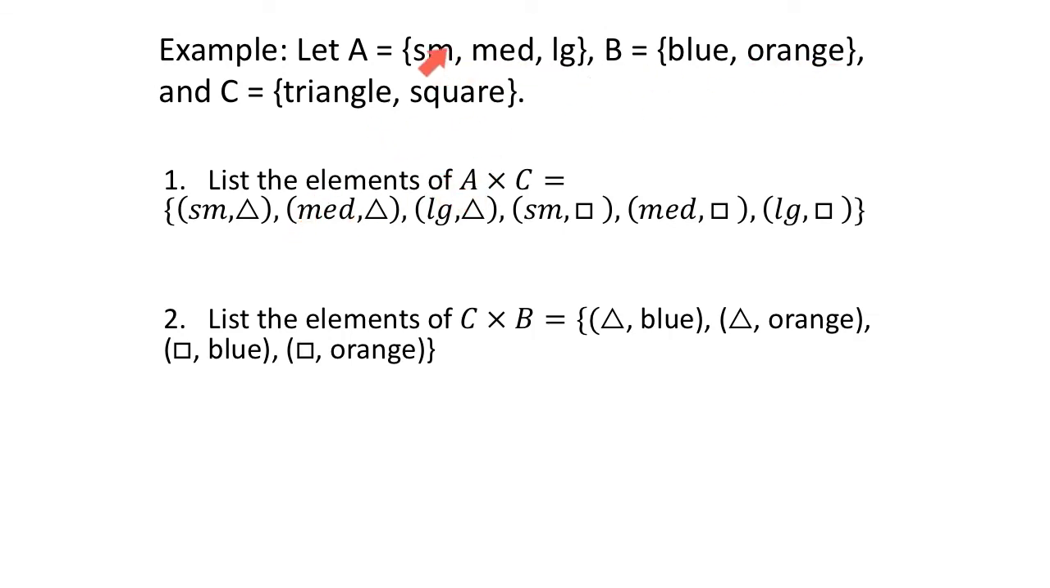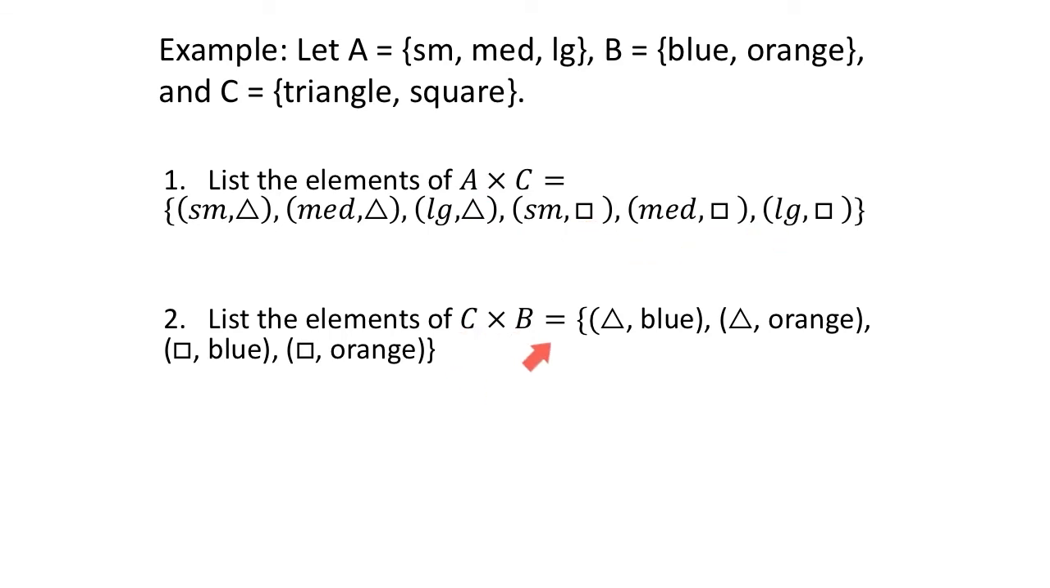The elements of A cross C, order matters. A comes first. Small triangle, medium triangle, large triangle, small square, medium square, large square. Elements of A come first, has to be small, medium, large in the first coordinate. Elements of C come second, so I used the triangle image rather than the word, and squares.